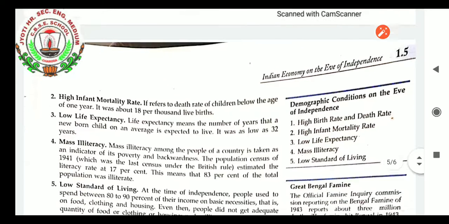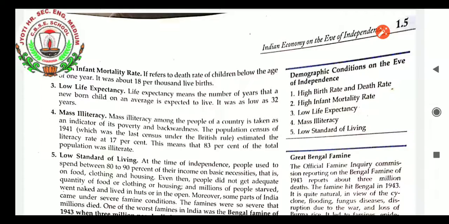Mass illiteracy. Mass illiteracy means lakhs and lakhs of people, the major population of our country, were illiterate. They did not have any source by which they could get learning at schools and colleges. So that indicated mass illiteracy of our nation. Mass illiteracy among the people of a country is taken as an indicator of its poverty and backwardness. The population census of 1941, the last census under the British rule, estimated the literacy rate at 17%. This means that 83% of the total population was illiterate.